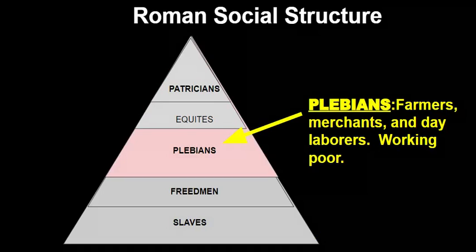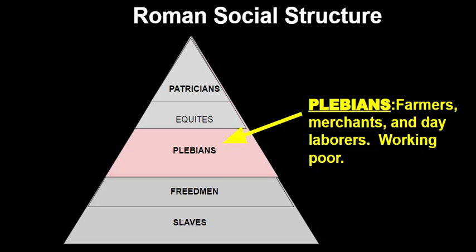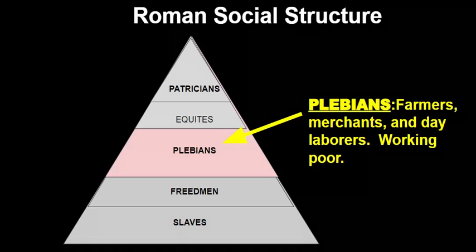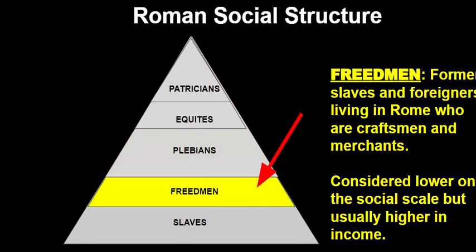Plebeians. This is the majority of the remainder of the Romans. They're farmers, they're merchants, and day laborers. They're middle class and the working poor. We have freedmen. They're foreigners that come to live and work in Rome, and they're also freed slaves. They're not citizens, although they could become citizens under certain circumstances. They're considered lower on the social scale, but usually, particularly the freed slaves, had higher incomes and had a higher standard of living because they had skills and they were craftsmen.